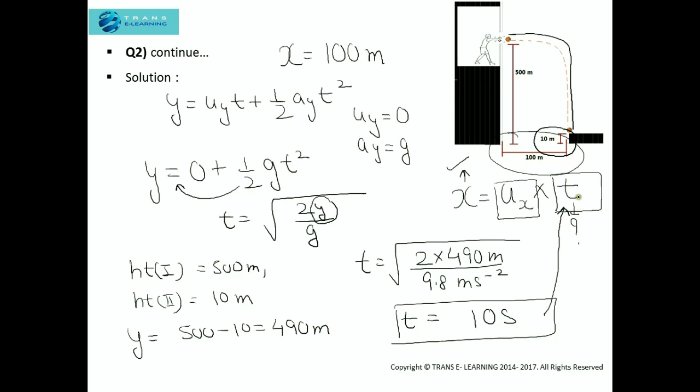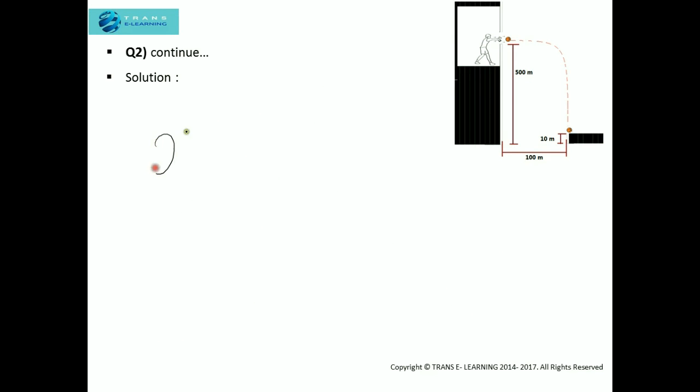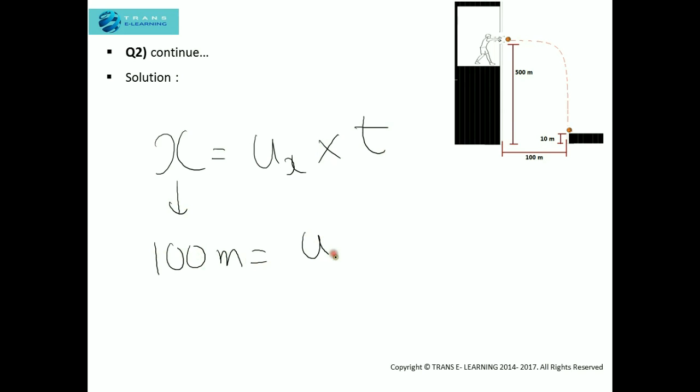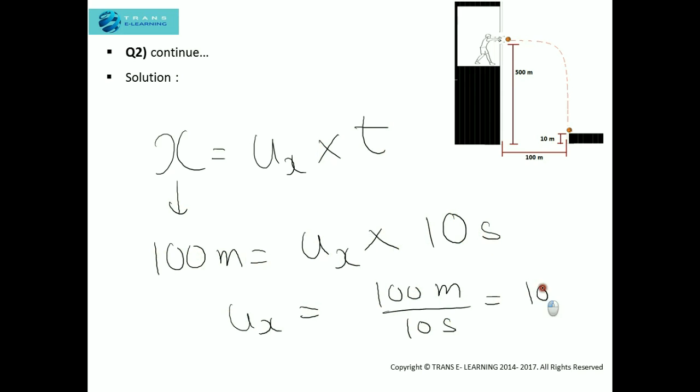Now substituting the value of t and x, that is the time of flight and the horizontal distance, we can find out the horizontal velocity. So now let us substitute the values. x = u_x times t. The horizontal distance is given as 100 meters. We need to find the horizontal velocity, and the time of flight is 10 seconds. So the horizontal velocity will come out to be 100 meters upon 10 seconds, that is 10 meters per second. So 10 meters per second is the horizontal velocity of the ball.